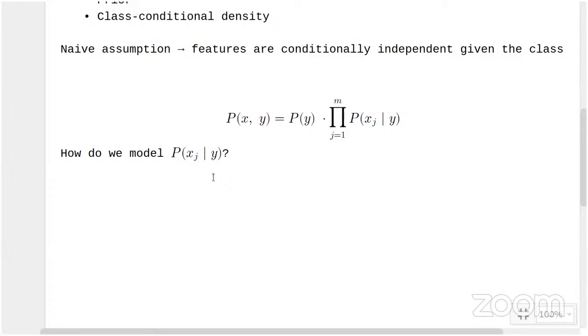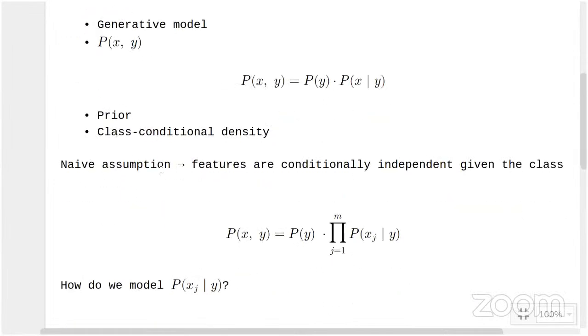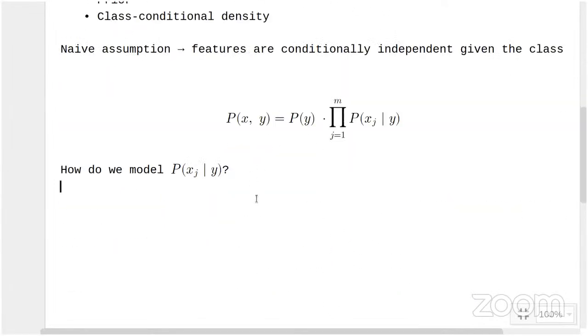Sir, it should be p of y given xj, no? No, right? That is inference. P of y given x is when you are trying to find out what class a data point belongs to. During the training, this will be correct, and during the prediction, that will be correct. Yeah, we are in the model building phase. Okay, how do we model this?